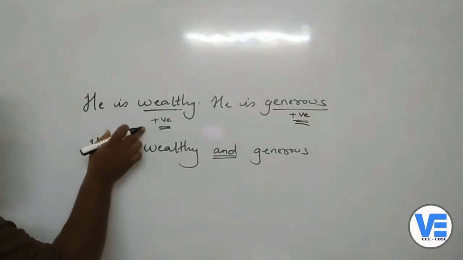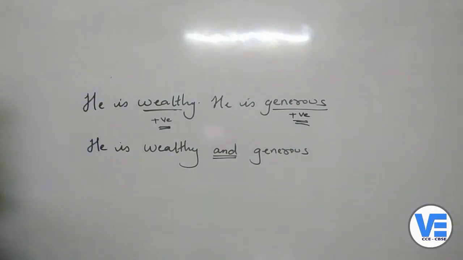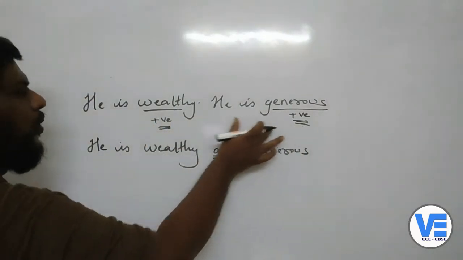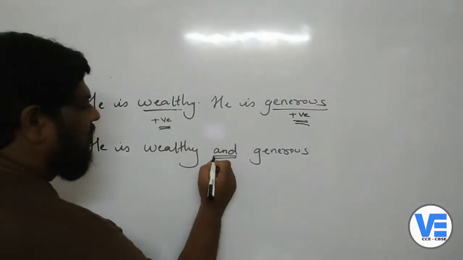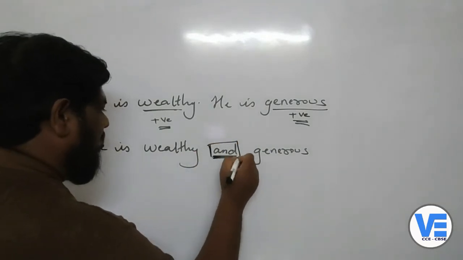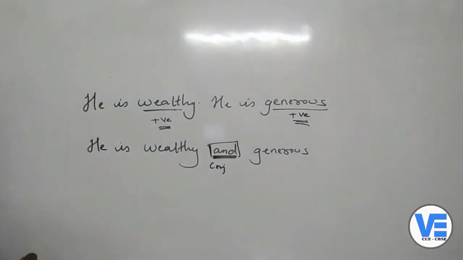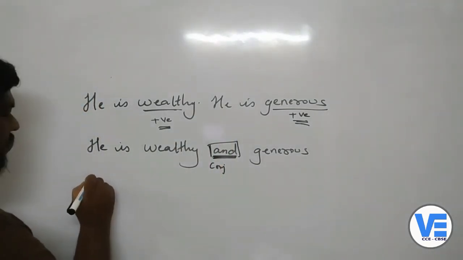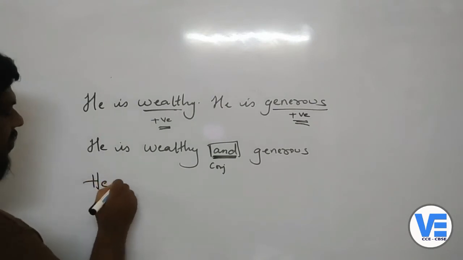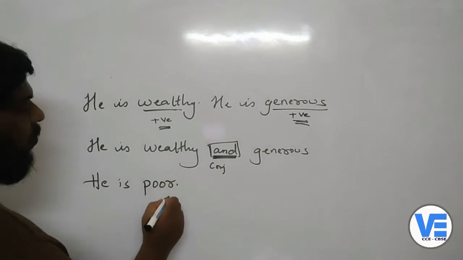Here he is wealthy. Wealthy is a positive sign, and generous is a positive sign. Because these two are positive signs, what we are doing here is we are using a word called "and", and this "and" will become the conjunction. So this is joining the two sentences. Okay, now he is poor.